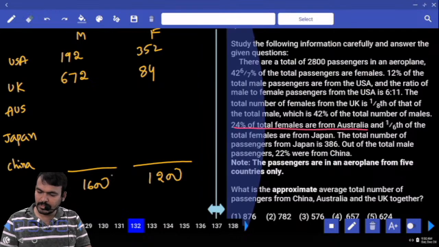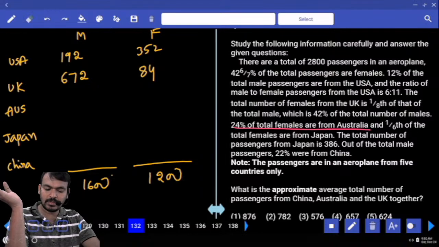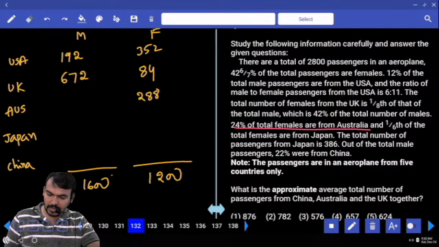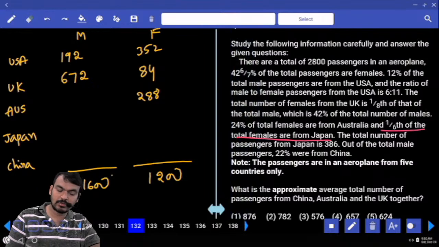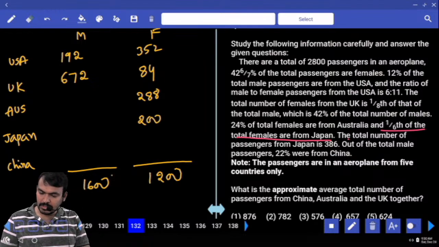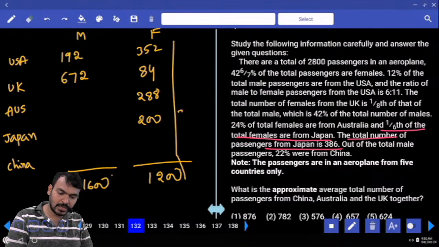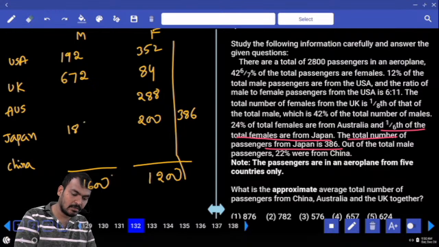24% of the total females are from which one? Australia. What is the Australia total females? 1200. In the 24%, 20% is 240. 4% is 48. Total it is 288. Next. And 1/6 of the total females are from which one? Japan. What is the total females? 1200. 1/6 means 200. Next. The total number of passengers from Japan is how much? 386. Out of 386, 200 are female, means remaining 186 are males.